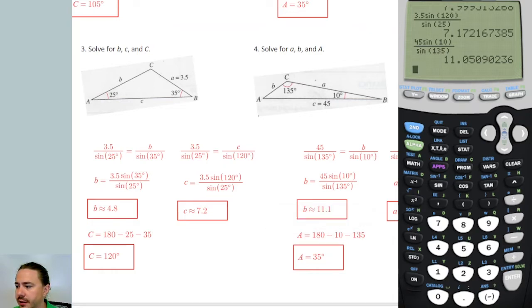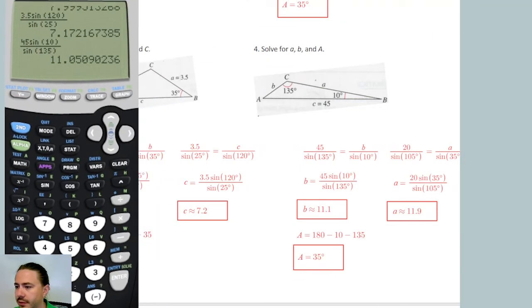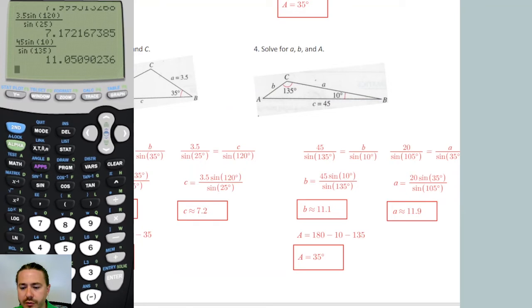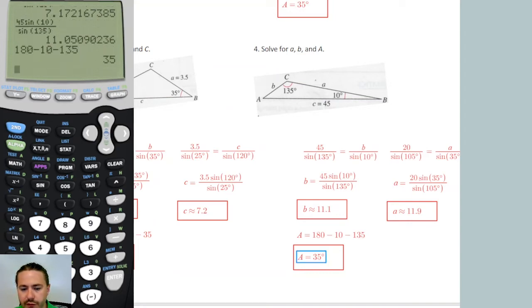Now, let me go ahead and get this calculator out of the way. There we go. So yeah, we have 180 minus 10 minus 135. It's 35. Are you kidding me? Is that the same thing? Huh. Go figure. All right. Well, it is what it is.